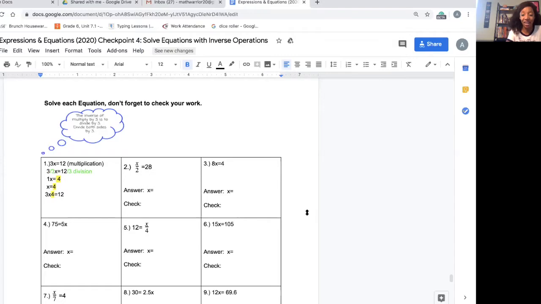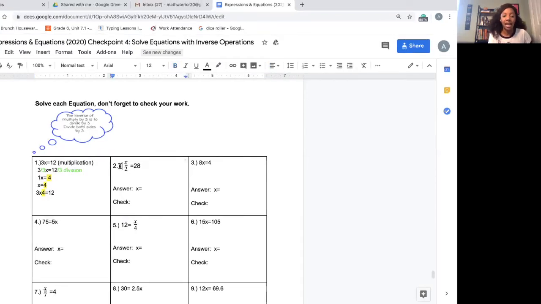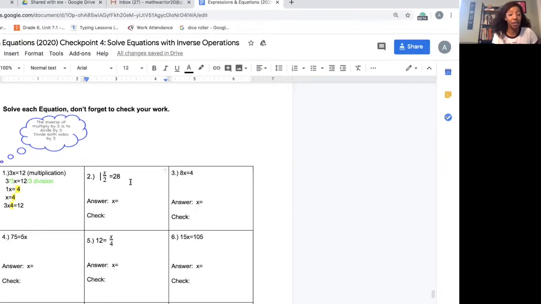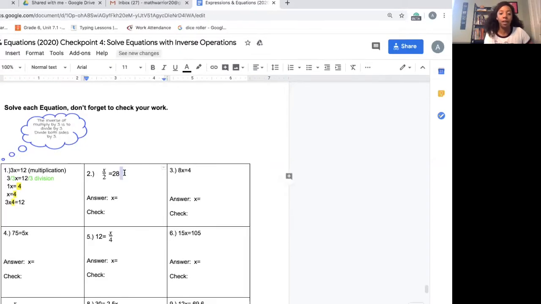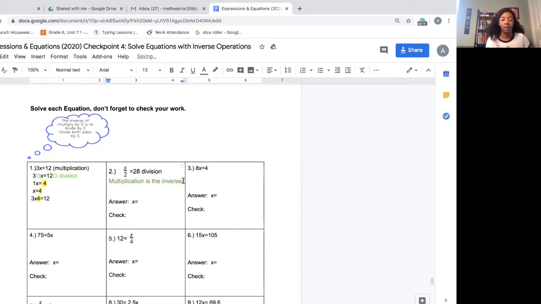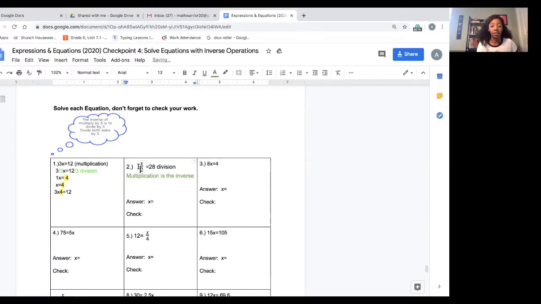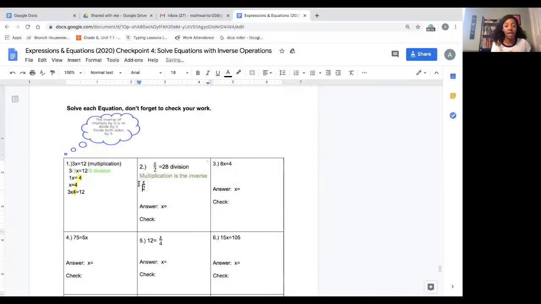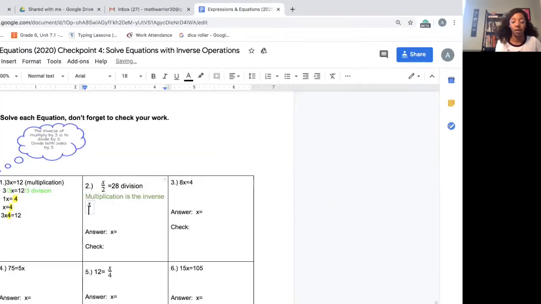All right, so let's try number 2. Number 2 says x divided by 2 equals 28. We are using division for this problem. However, in order to solve for x, I'm going to need to use multiplication. So we're going to take our x over 2, multiply both sides by actually something called the reciprocal, okay, of x over 2.